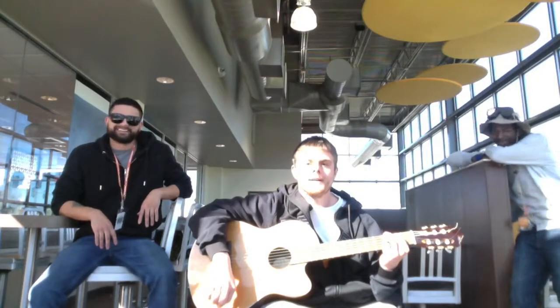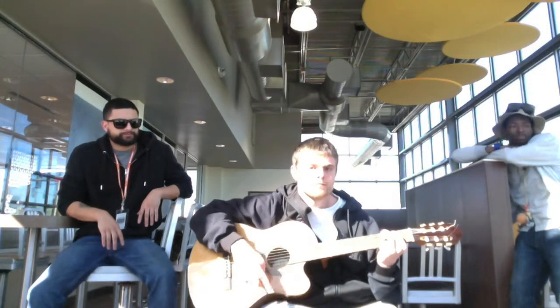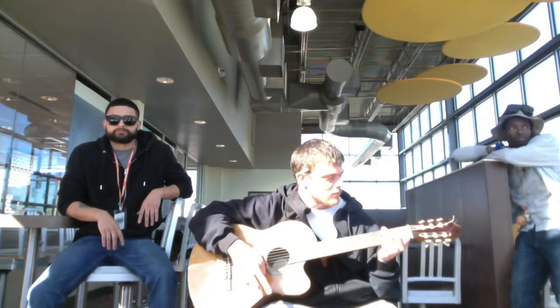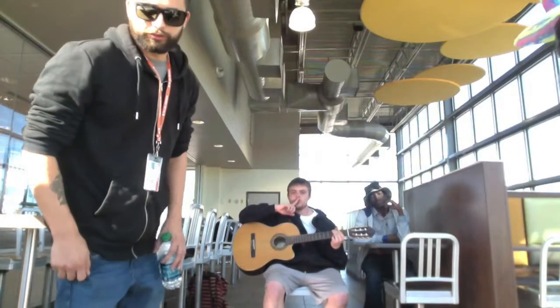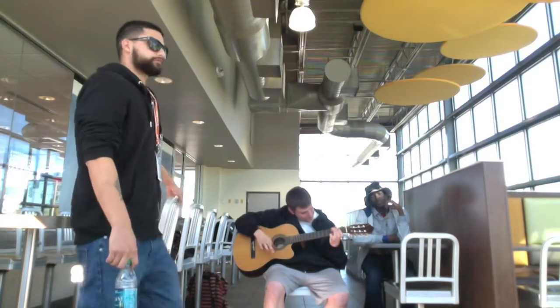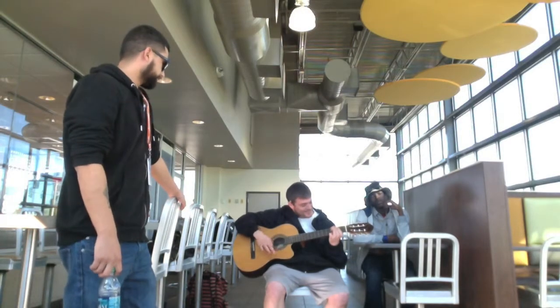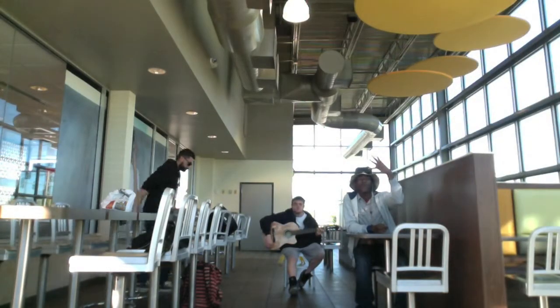Alright, now we are at 4 feet. We just doubled the distance from 2 feet. Take 3, and we double the distance from 4 to 8. Let's see. This is take 4, from 16.